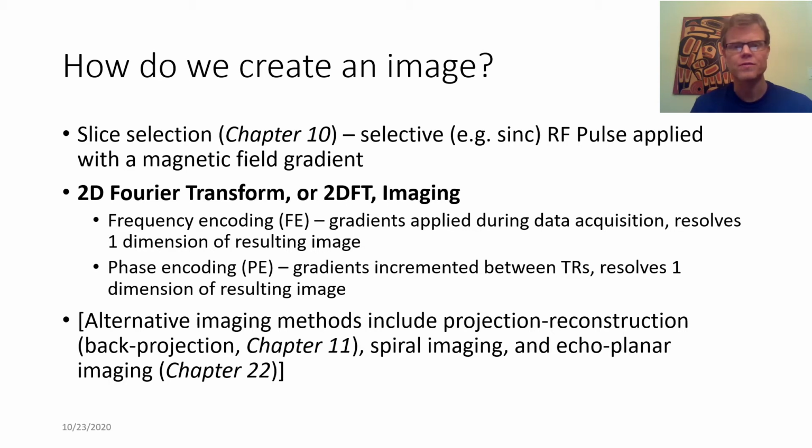It has two parts: the frequency encoding, sometimes I'll abbreviate that as FE. This is gradients applied during our data acquisition and results in one dimension of a resolved image. And then the other dimension we do phase encoding or PE. And here, as we'll see, we'll change the gradients between our TRs, and this resolves our second dimension to create a two-dimensional image.